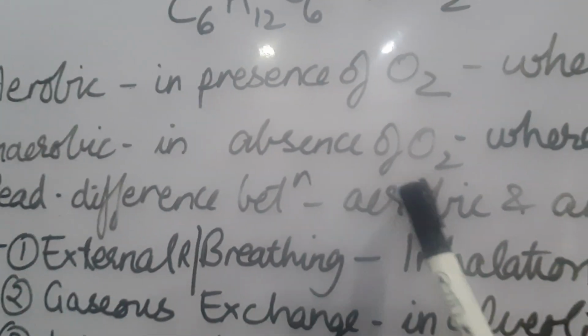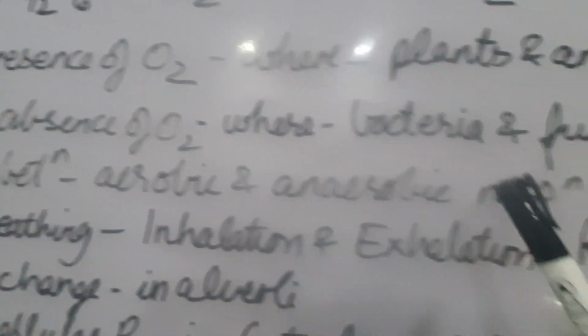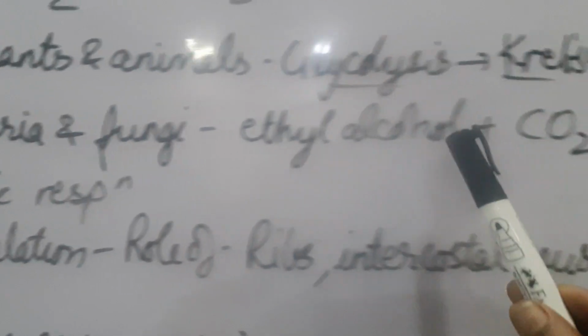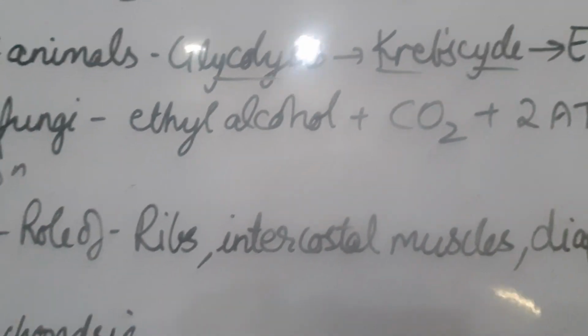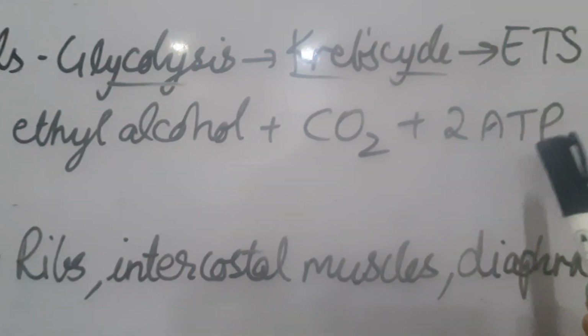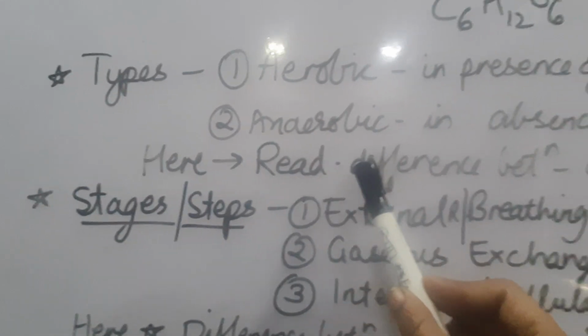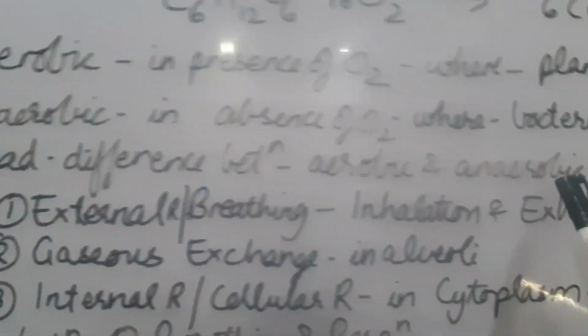Anaerobic, in the absence of oxygen, where does it happen? Bacteria and fungi. You all know process of fermentation. Ethyl alcohol is produced with carbon dioxide and ATP. The ATP in anaerobic is only 2, while in aerobic it is 38. Here the important difference between aerobic and anaerobic respiration is to be done, which I have already posted.